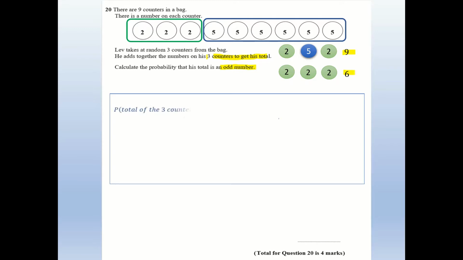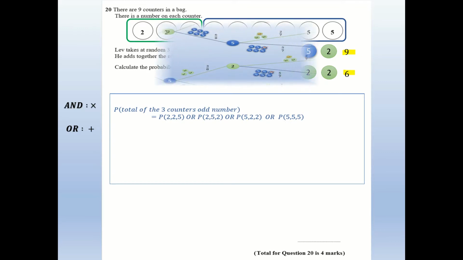So P of the total of the three counters being an odd number is P of 2 and 2 and 5, or P of 2 and 5 and 2, or P of 5 and 2 and 2, or P of 5 and 5 and 5. We know that AND is always times, while OR is always plus. So from the diagram, we have the probabilities.